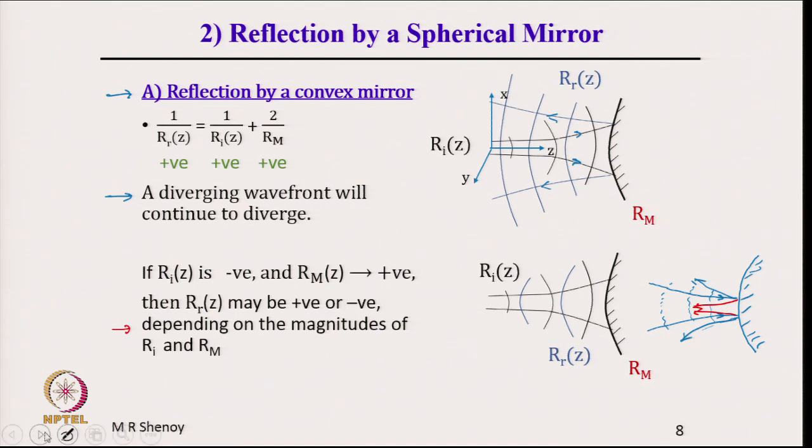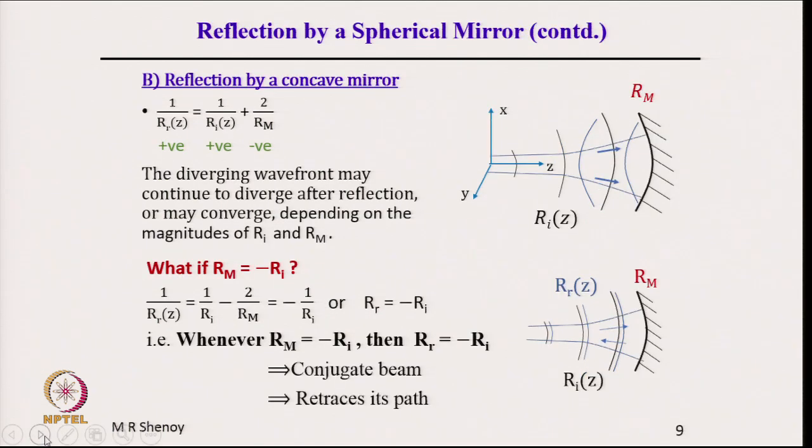Now, let us see what happens on reflection by a concave mirror. Now, we are looking at reflection by a concave mirror. This time R_m is negative, R_m is less than 0 for a concave mirror.